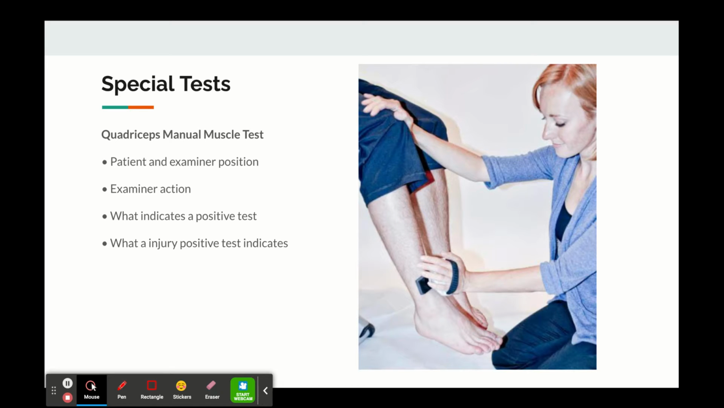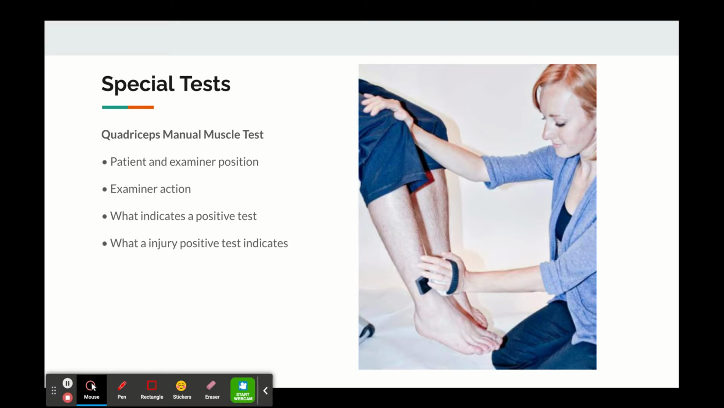So the examiner action: you want to hold one of your hands on the top of their leg, as you can see in the photo, and one right above their ankle, and you want to force the lower hand that's right above the ankle. When they try to extend their knee, this puts pressure on their leg, and it's easier to see if there's a weakness or anything in the way.